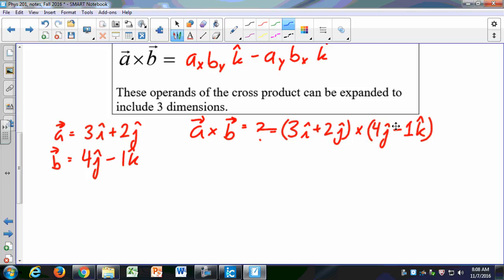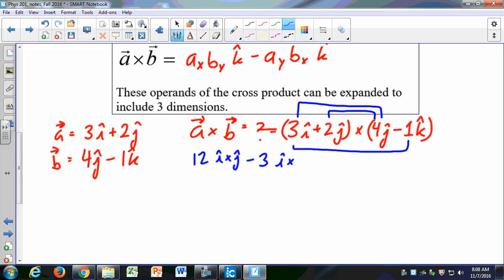All right, I'm going to start expanding this out. I have 3 times 4, that's 12 i cross j. I have j cross j, the 8j. Do I need to include that? Not going to include that because j cross j is 0. Minus 3i cross k, being careful to keep the order correct. And what's my last one? Minus 2j cross k.